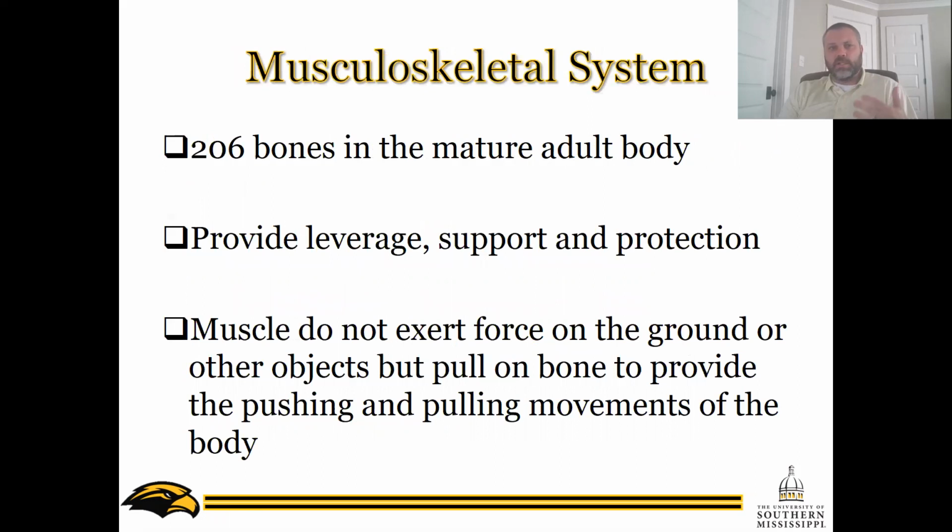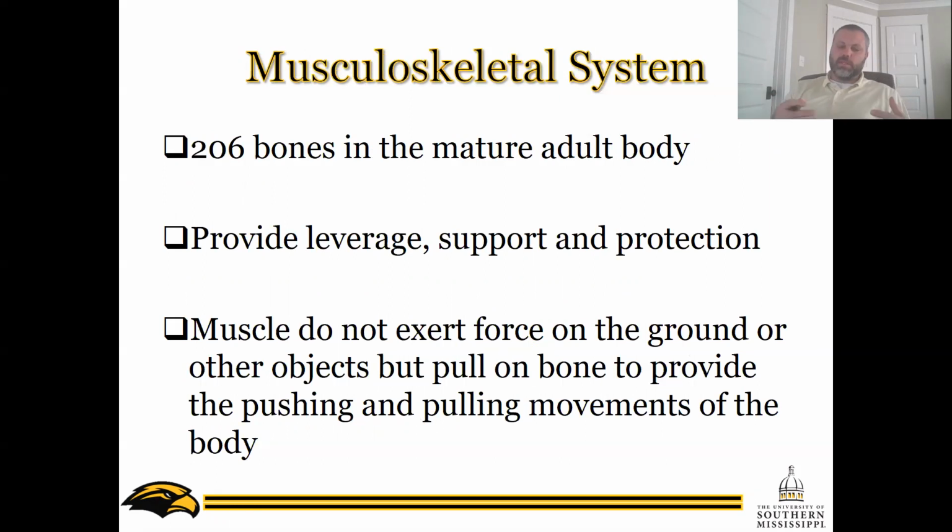So first things first, we're going to discuss the musculoskeletal system. So a mature human adult, as most of us are, we would be sitting with 206 bones. And the idea really behind this skeletal system is that we're providing leverage as well as support and protection.